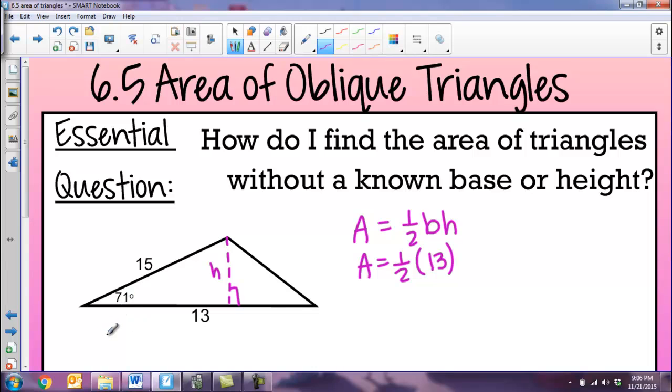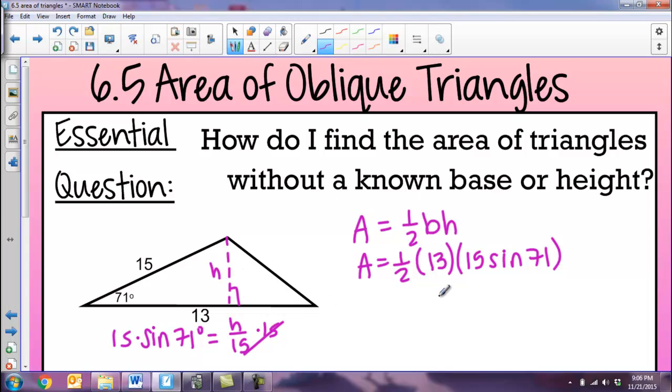I would know that we have the hypotenuse because this is a right angle, and then I would be looking for the opposite side. So I would need to say that the sine of the angle 71 degrees is equivalent to the opposite side h over the hypotenuse, or 15, which would mean that h is equivalent to 15 times the sine of 71. So instead of using h, I could use 15 sine of 71, and then I could figure out the area of that triangle.